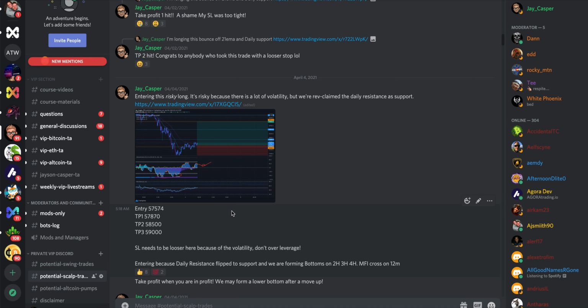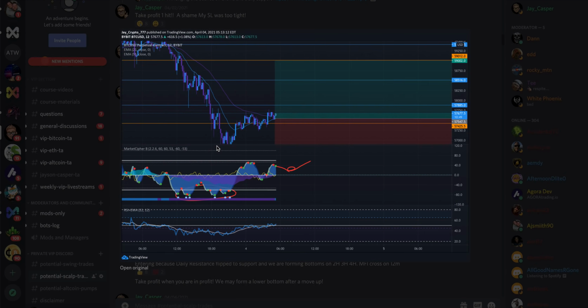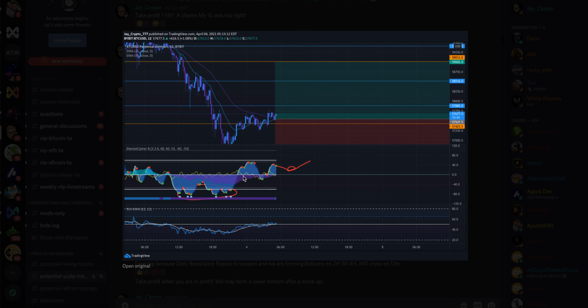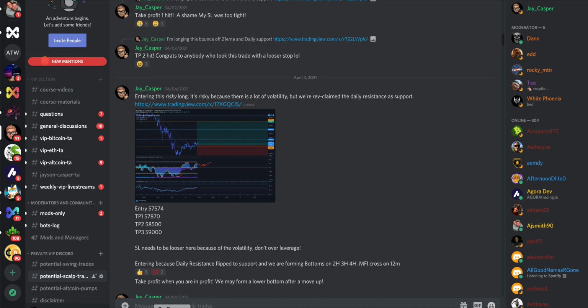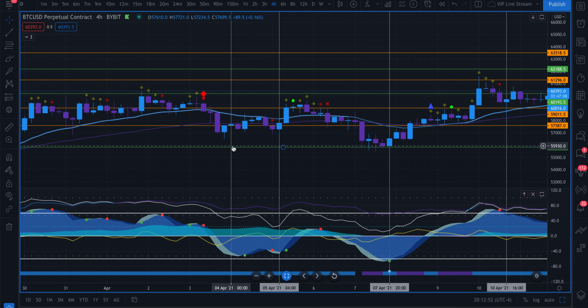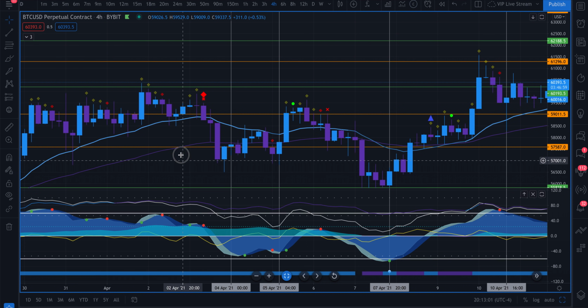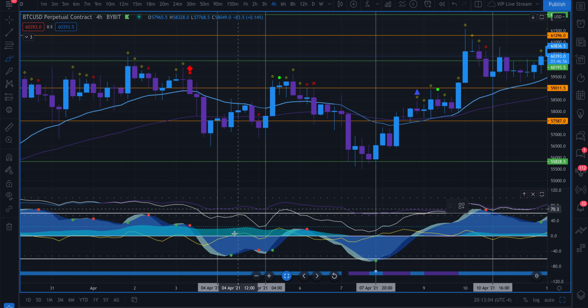Why did I enter? I entered because the daily resistance was flipped to support. In other words, we came down and we touched that level, and this is where I entered, and this is what I saw as I was entering that trade. Okay, so when I saw that we came down and we dumped down and we touched this orange level of support, I was looking at Market Cipher B on the 4-hour. What I was looking for was I wanted to see something like this. I wanted to start to see that these waves were starting to cross, that the light blue was starting to cross behind the dark blue.